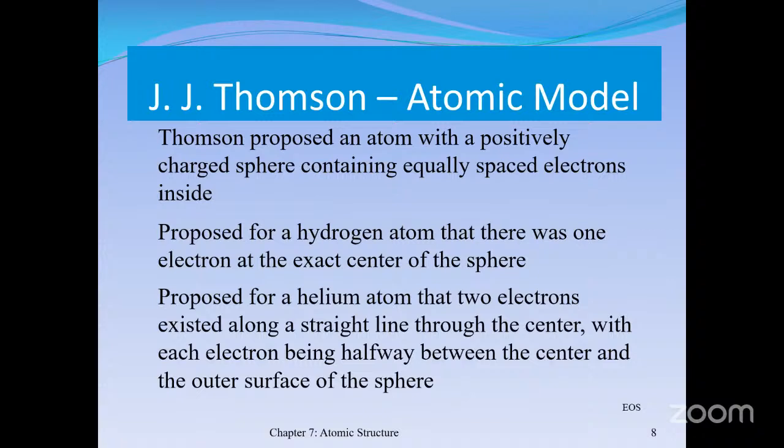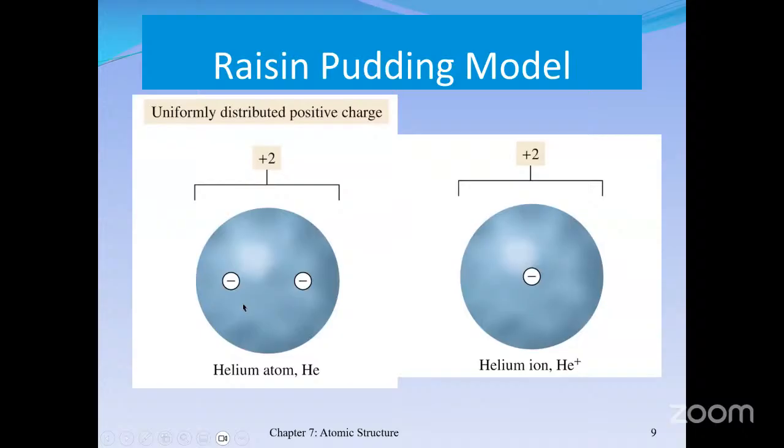And then he proposed that in the case of helium, which has 2 electrons, the 2 electrons are embedded in a large sphere, but the electrons are spaced evenly along a straight line through the center, where each electron is halfway between the center and the outer surface of the sphere. So this is his model of the helium atom. And he suggests that if you remove one of these electrons, then the remaining electron will simply move to the center. So that's his model. In some textbooks, they call it the plum pudding model or the raisin pudding model. So that's the idea that he came up with.